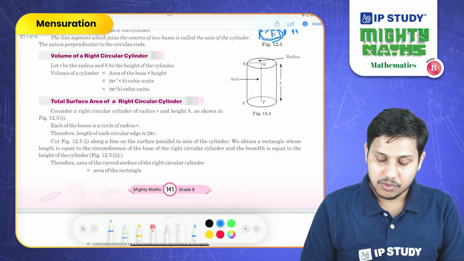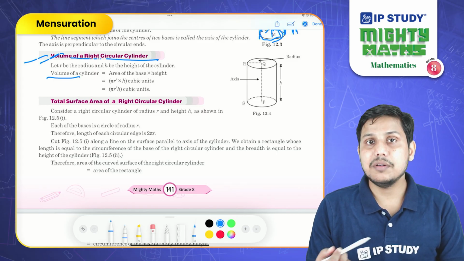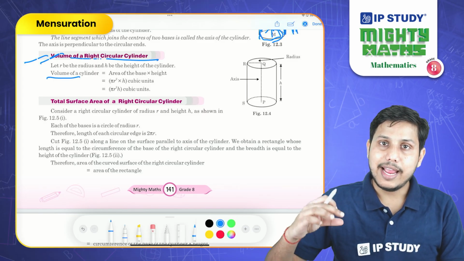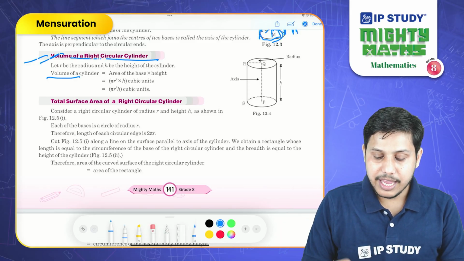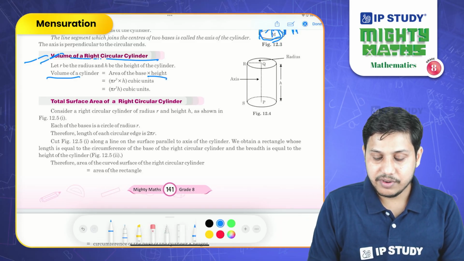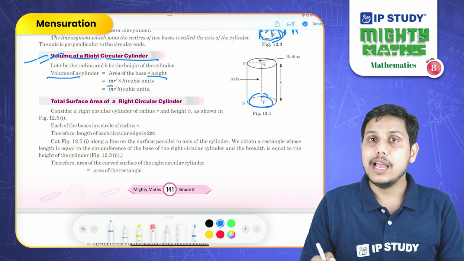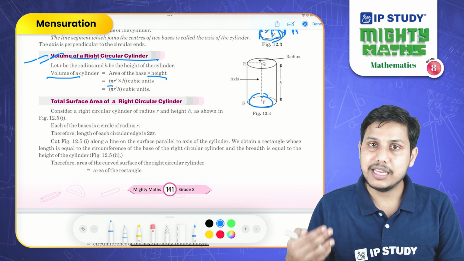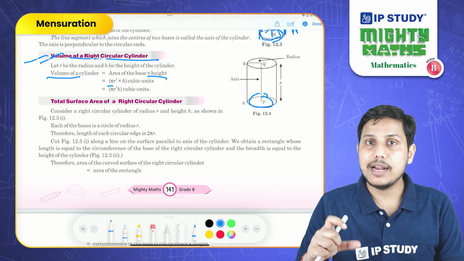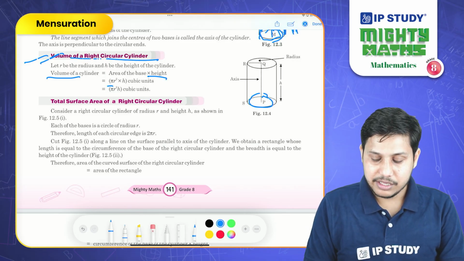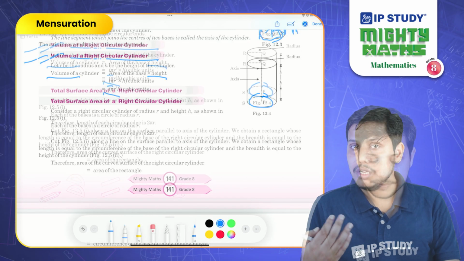Now what is the volume of right circular cylinder? So volume of cylinder is given by area of the base times h, the height of that cylinder. As the base is a circle, if we consider the radius of the base as r, the area of base will be pi r square and height is h, so we multiply these two and get pi r square h as the volume of a right circular cylinder.